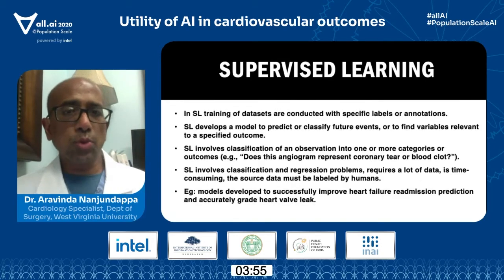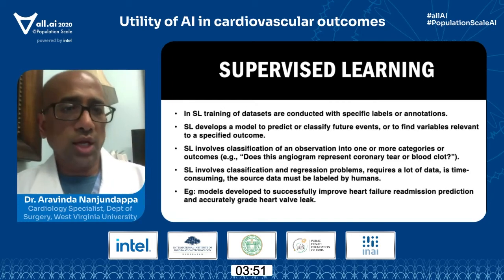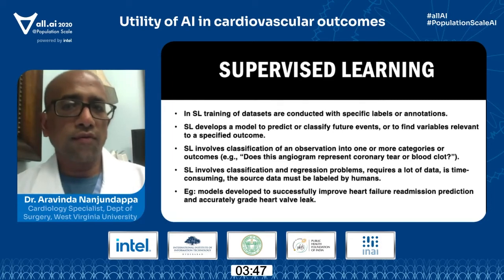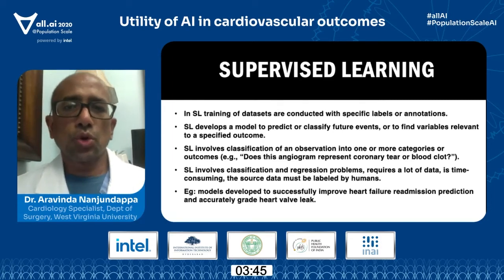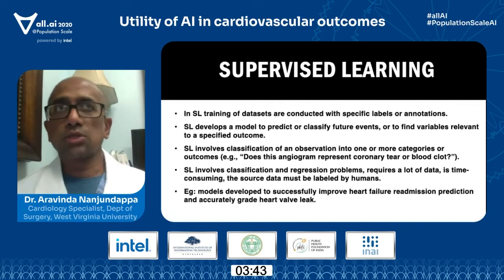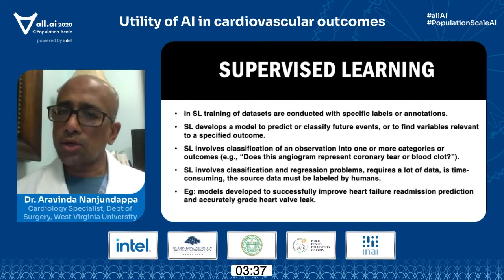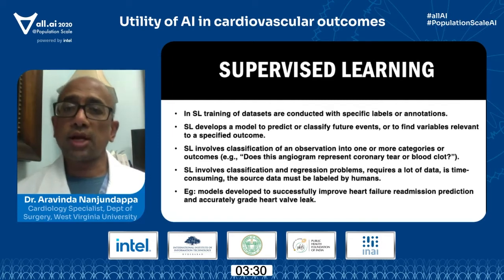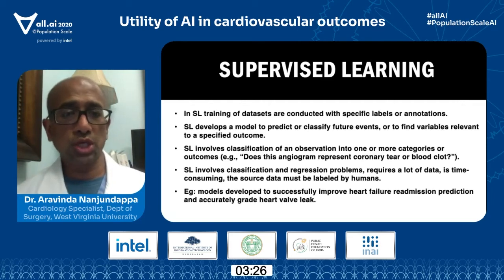In terms of supervised learning itself, these are data sets that are collected with specific labels, and you can predict future events or variable relevant outcomes. So when you see an angiogram, that means when somebody injects a dye into the coronary arteries, to my naked eye, it may appear to be a coronary tear or a blood clot, but the machine may be able to look at more detail and give a better diagnosis of a tear versus a blood clot, because the treatment of these two can change.